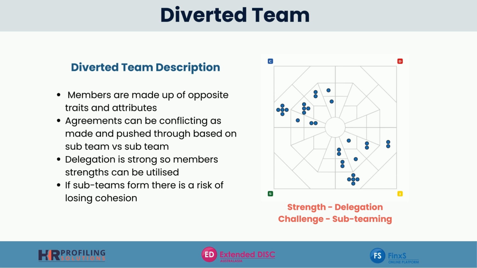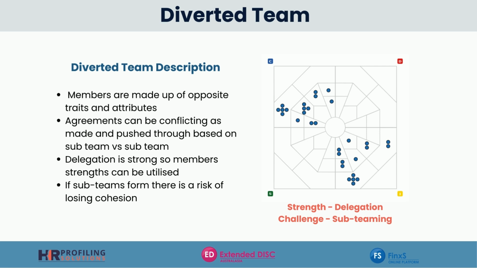they're made up of one team that may be stronger verbally or in an extrovert way, pushing through what they need onto another team that may not be as verbal or assertive, in which case this often can happen here and cause all sorts of troubles. So delegation is strong, so members' strengths can be utilised as well. If a sub-team forms, this is where it can get a bit risky. This is the risk of losing cohesion.